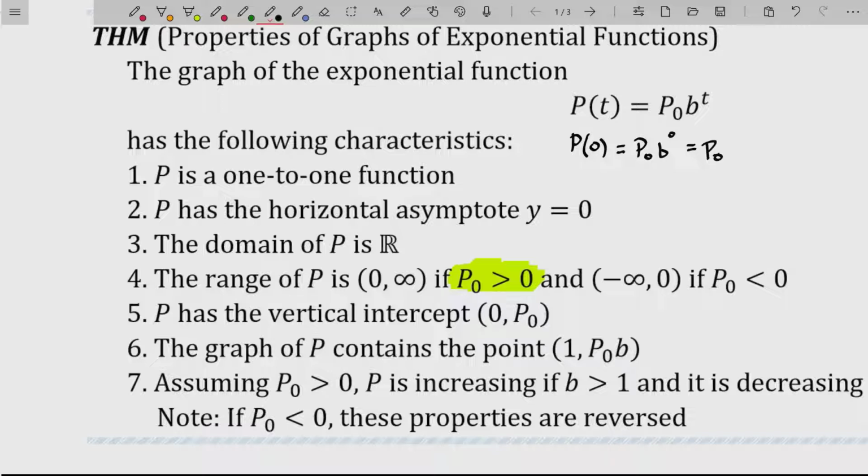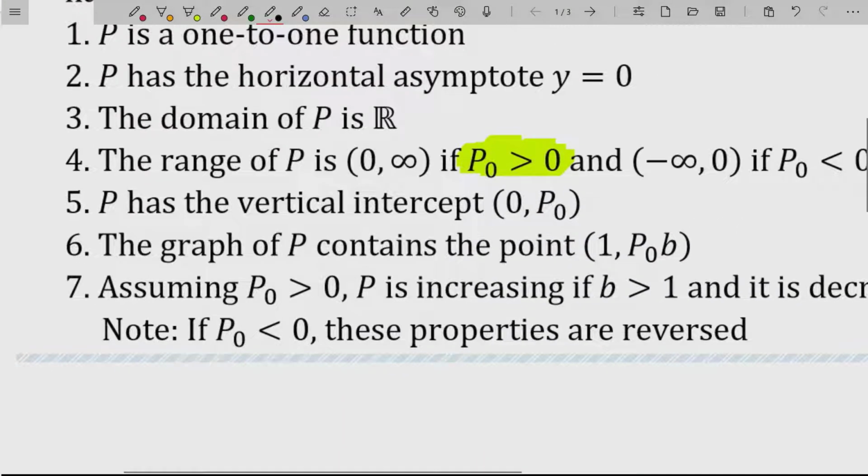Mainly because b is non-zero, and so therefore that will be p naught. So 0, p naught is on the graph of our exponential function. What else we have going on? The graph contains many other points, obviously an infinite number of points, but one of them is 1 comma P naught B. I would not memorize that. It's just there for your information.